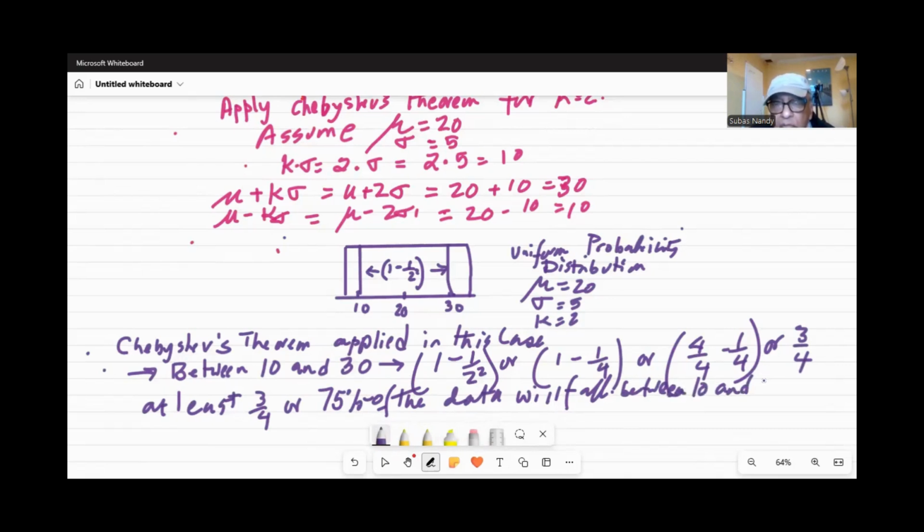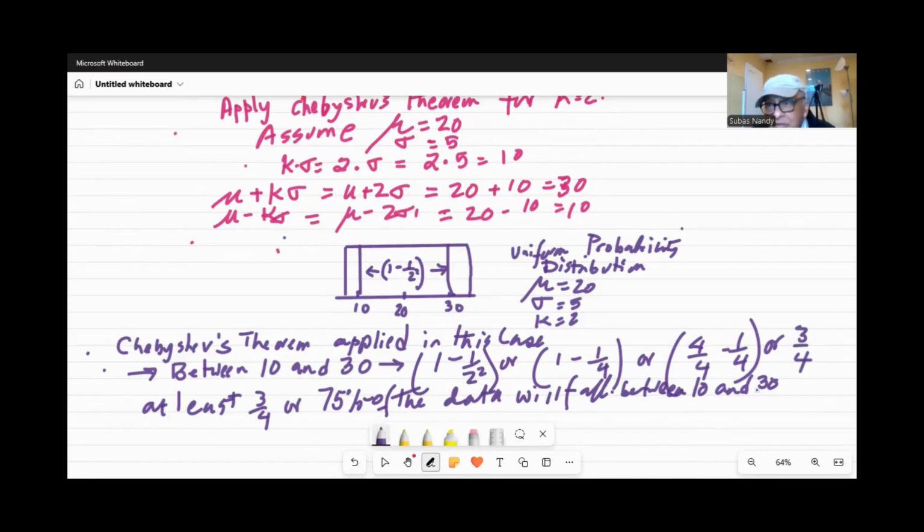Hence, it is called the 1 minus 1 over k squared law, where k is how many standard deviations away from the mean. Remember, the value of k has to be greater than 1. In this case, we used k equal to 2.